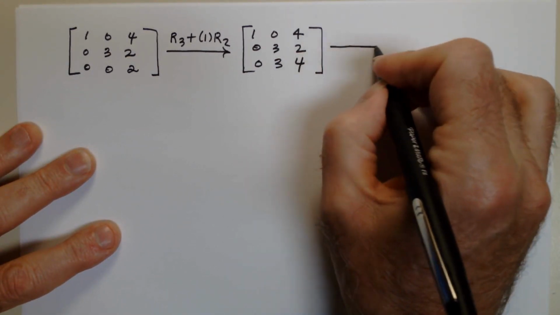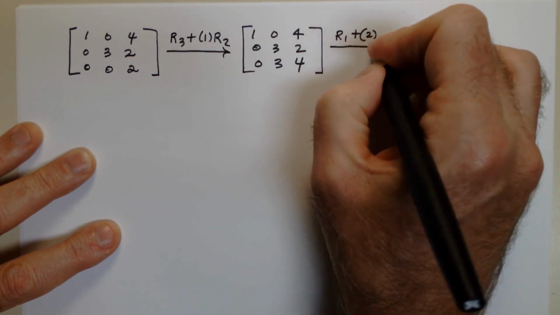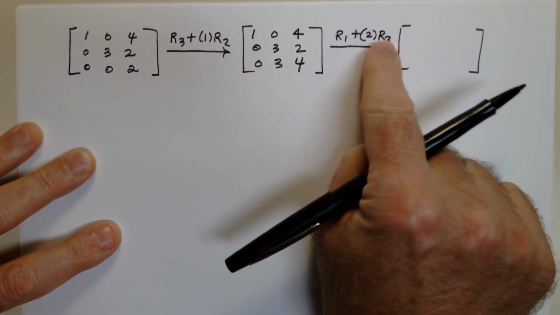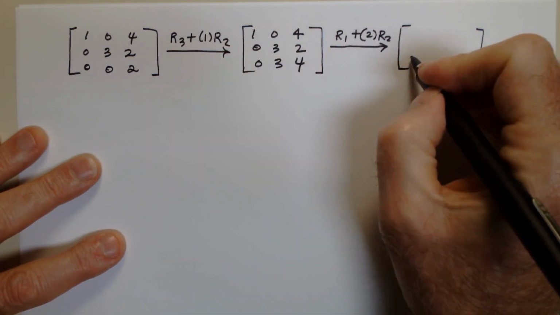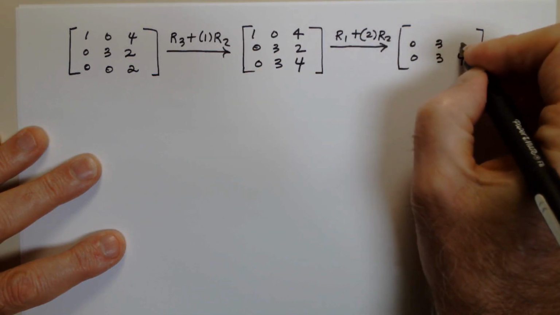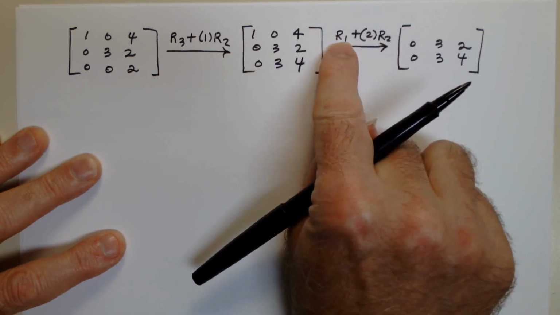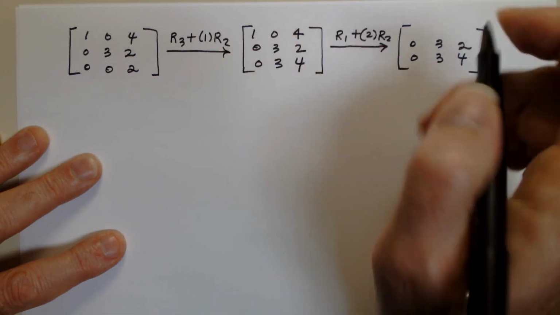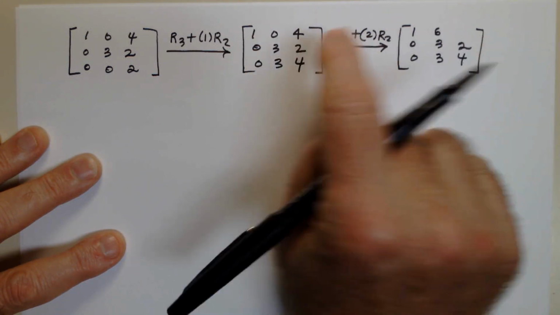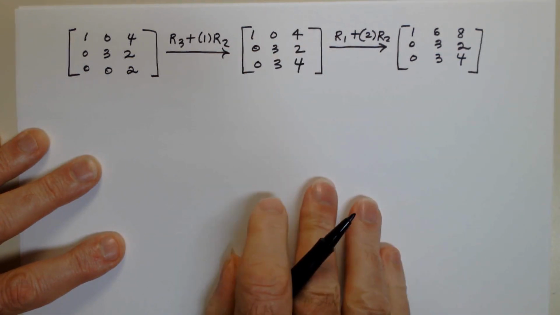Now, we have to do another type 3 operation. This one is row 1 plus 2 times row 2. Now remember, in our notation, we're using row 2 to affect row 1. So row 3 is not changing, and row 2 is not changing. But now I'm taking 2 times this second row and adding it onto the first row. So I have to do 2 times 0, which is still 0, added onto the 1, which is 1. 2 times 3 is 6, added onto the 0, that's 6. And 2 times 2 is 4, added onto the 4, that's an 8. Okay, let's continue here.